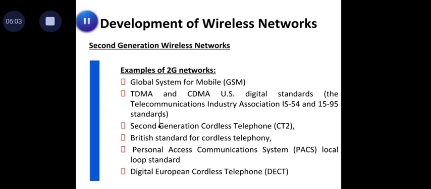We have Global System for Mobile Communication, that is GSM, and then we have the IS-54 and IS-95 standards. They are TDMA and CDMA US digital standards. And for second generation cordless telephone, we have CT2, the British standard for cordless telephony, Personal Access Communication System, PACS, a local loop standard, and Digital European Cordless Telephone, DECT.